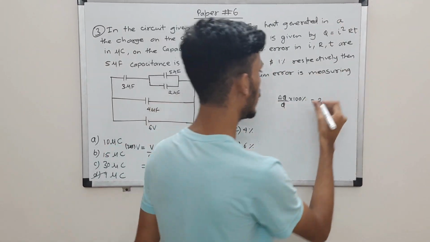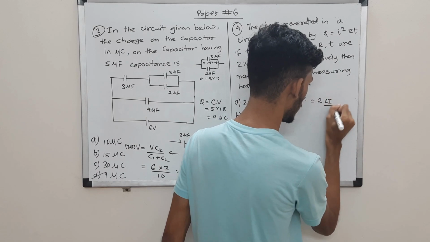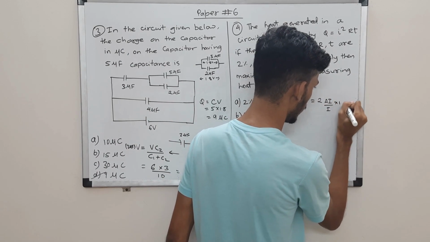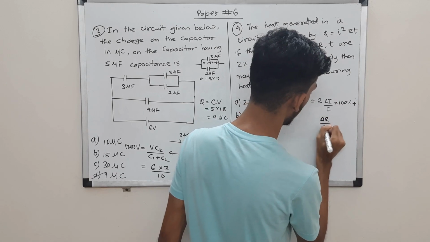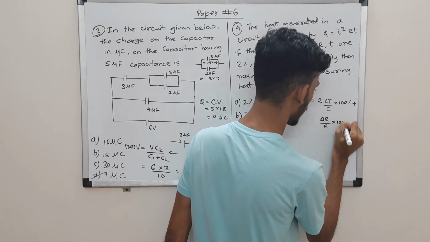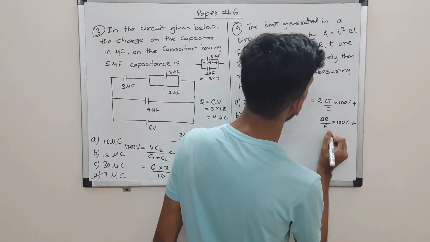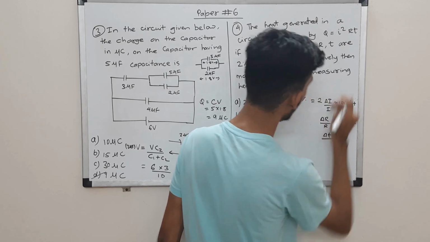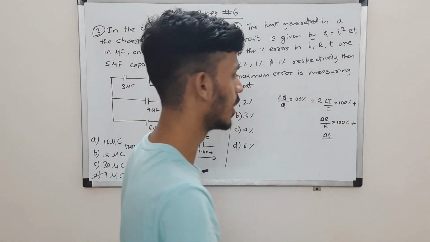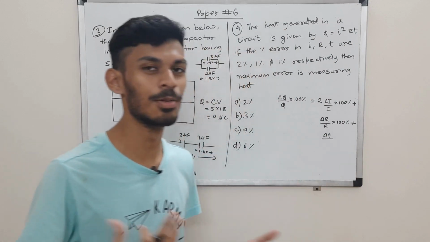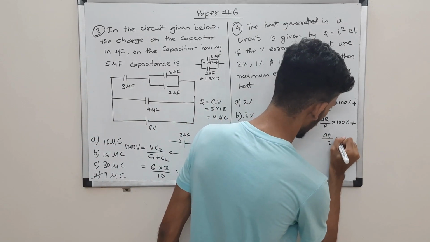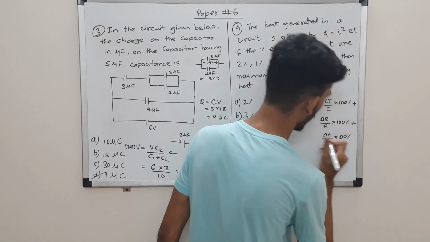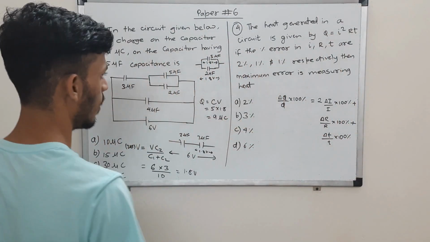So 2 will come down, and 2 times the percentage error in the current, plus the percentage error in your resistance, plus the percentage error in time. Here it's raised to 2, that's why 2 will come down. Basically when you do this you actually take log, but this is the final result that you get, into 100%. When you take log, that 2 comes down.